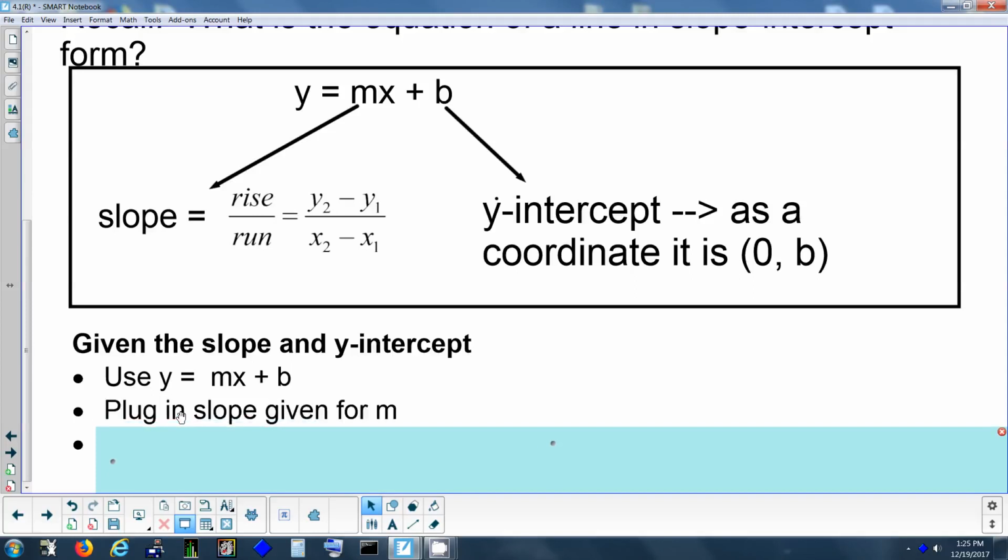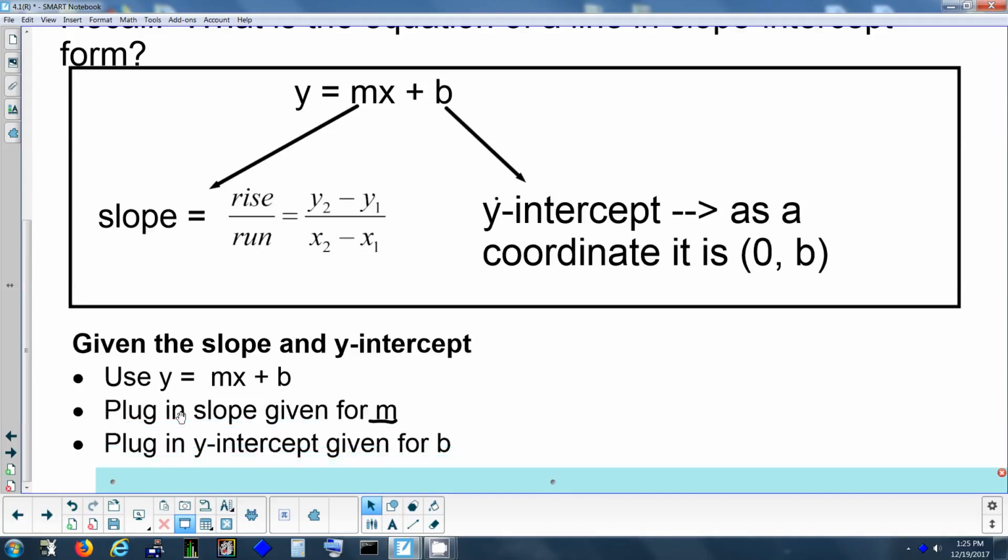Alright, so next thing on there is plug in your slope given for M. The only thing you have to write in is just the M, right? M is always slope, or the number with X is always the slope. So whatever we give you for a slope, you'll write that number with X next to it. We just talked about the last bullet: you're going to plug in the y-intercept given for B. We're going to give you the y-intercept, and you have to write it in.